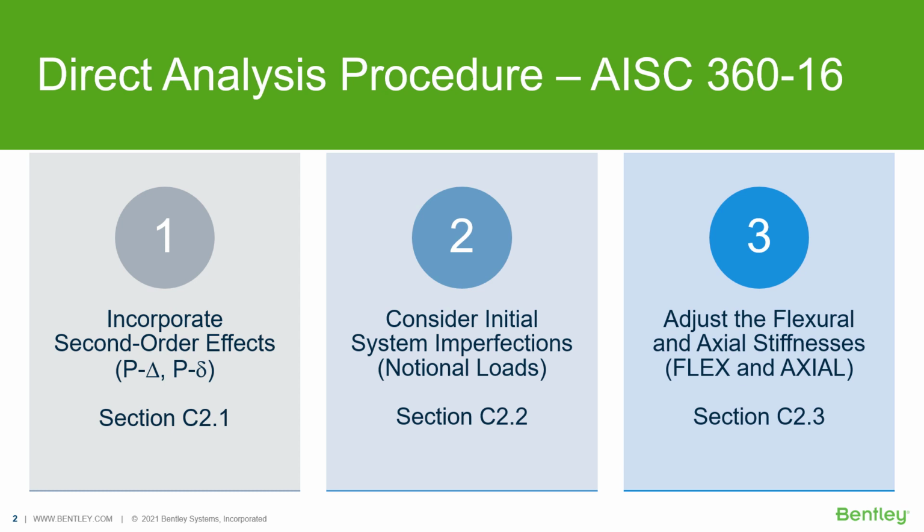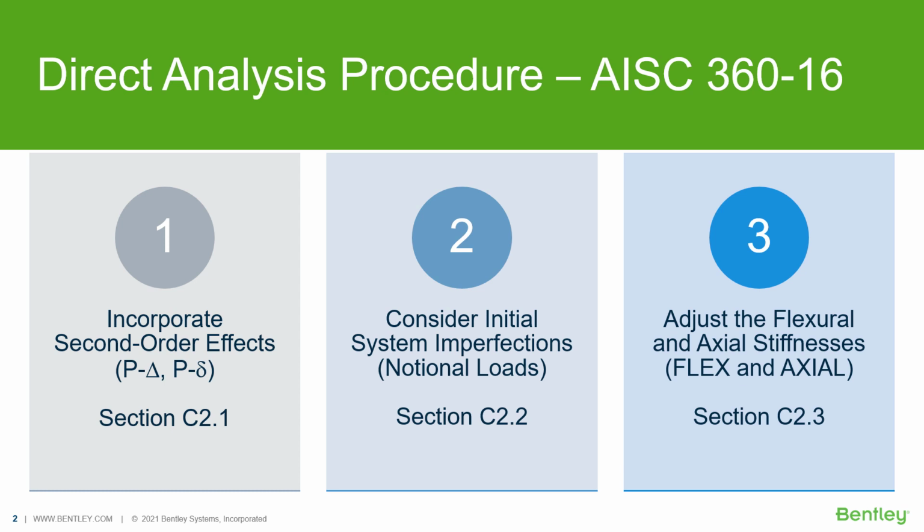So let's go ahead and discuss the standard which we will be incorporating. The AISC 360-16 Chapter C describes a direct analysis method which accounts for the second-order effects resulting from deformation in the structure due to applied loading, imperfections, and reduced bending stiffnesses of members due to the presence of axial load.